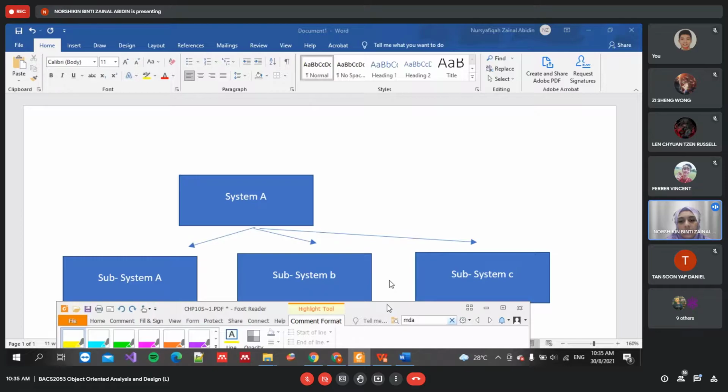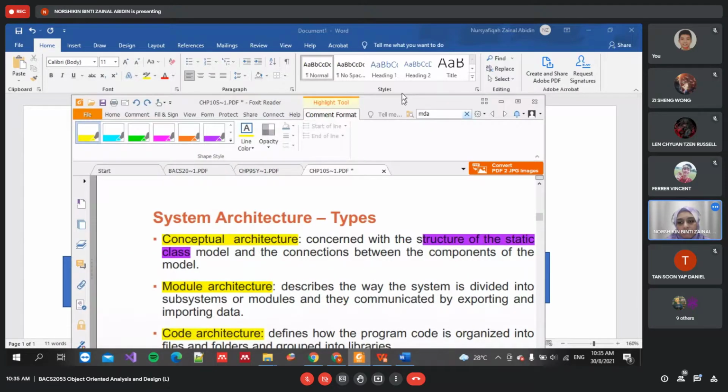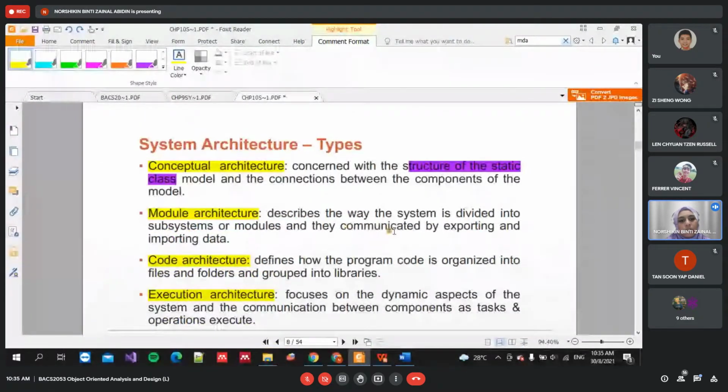Okay, and then here they communicate by exporting and importing data. So this one is the example of the association. If you slide back to our previous slide, exporting and importing data is the way that they communicate with each other. Okay, this one is for module architecture.